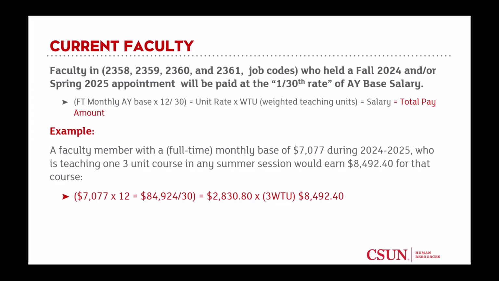Then you get the unit rate, and you multiply that times the units they're teaching, in this case the weighted teaching units. That will equal their total salary for the course in the summer. In the example below, take the monthly times 12 divided by 30. That gives you the unit rate, and then you multiply that times however many units the course is, and that will be your total compensation. Okay, if we can move to the next slide.